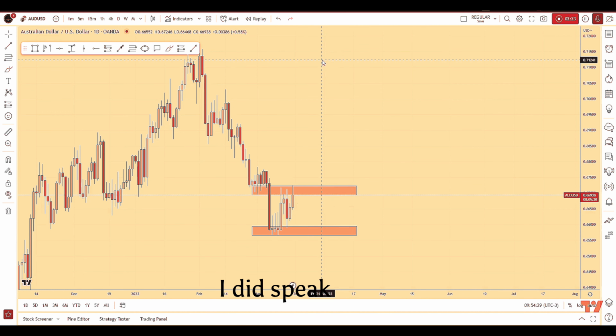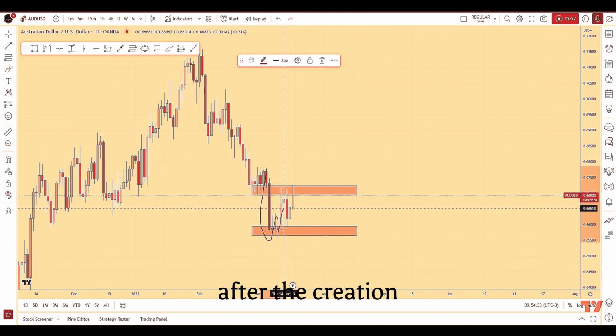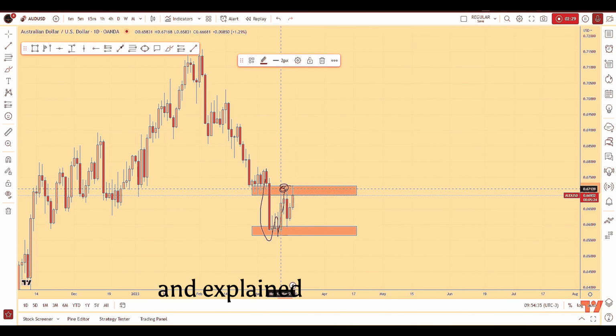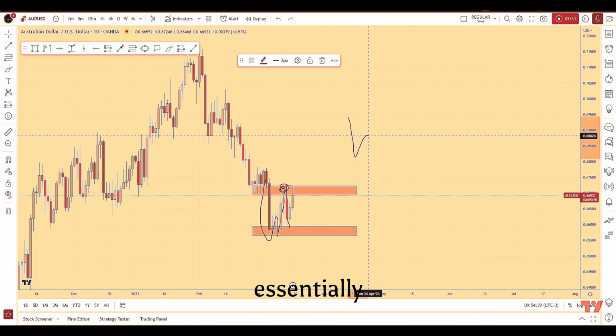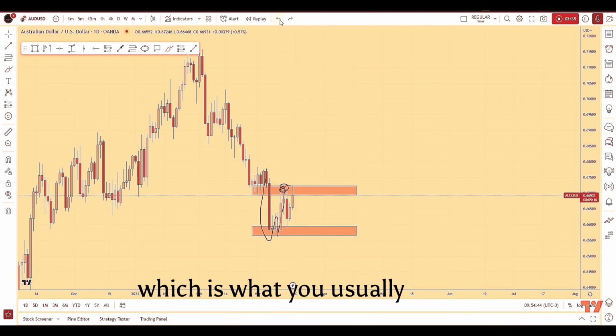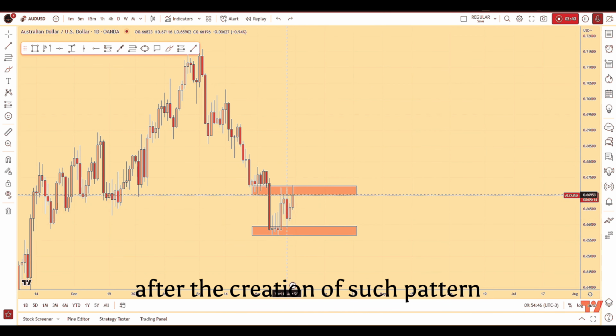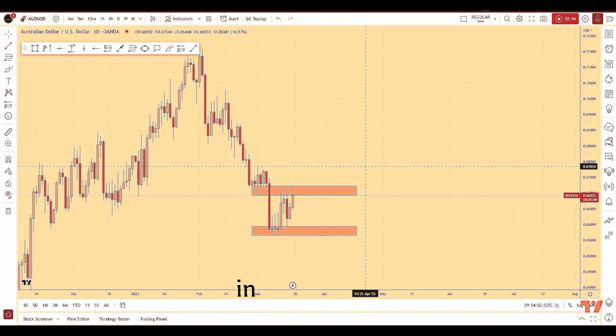Now, I did speak about AUD USD a few days ago. I spoke about it after the creation of this W formation and explained all the reasons for which from here we could expect a potential rejection to the downside, essentially for the completion of the W formation at the neckline, which is what you usually expect after the creation of such a pattern. And that is in fact exactly what the market did. And by the way, I will link in the description that previous analysis so you can go and check it out for more free education.